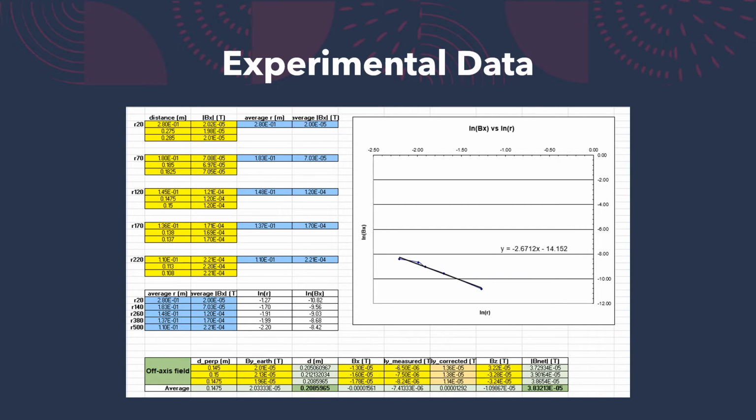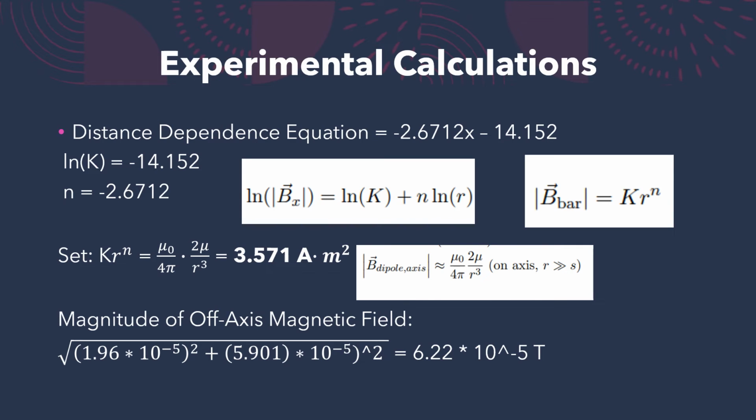Here's my magnetic dipole experimental data with all of the data shown and a graph representing the data with the equation, which is used here. The distance dependence equation was negative 2.67x minus 14.2. ln of k was equal to the y-intercept, and the slope was equal to negative 2.67.